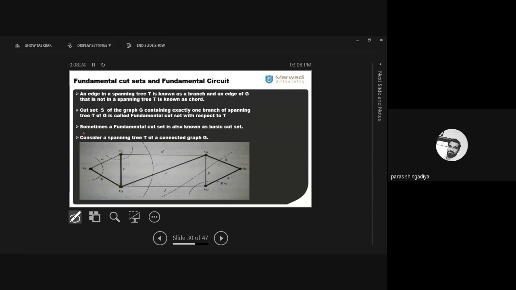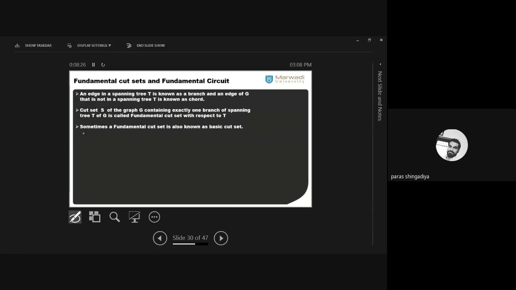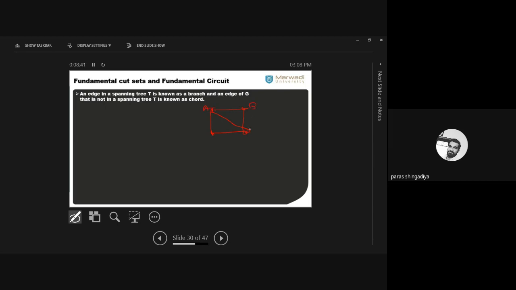What is the meaning of that? Let us consider one graph here, a simple graph right now, and then you can consider any graph. That is a graph with 4 vertices, A, B, C, D, and let us name the edges E1, E2, E3, E4, and E5.